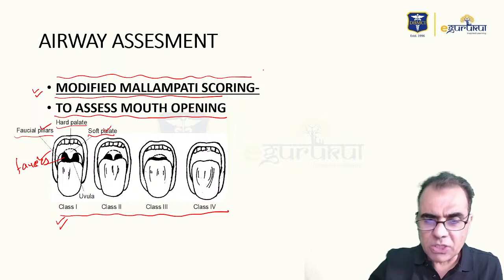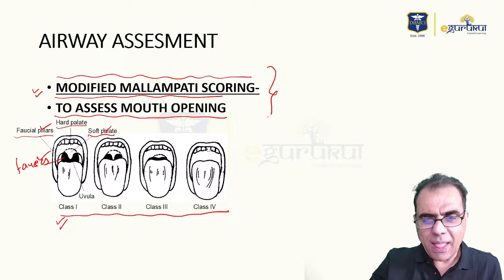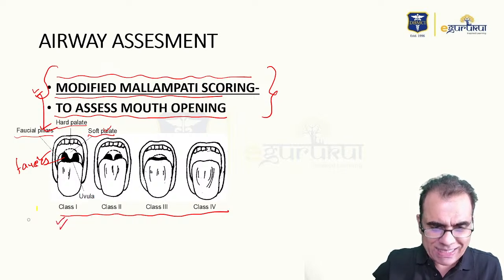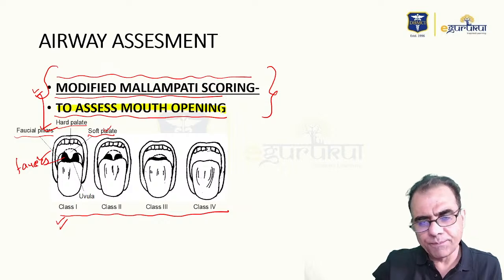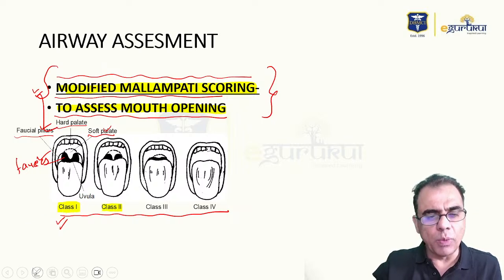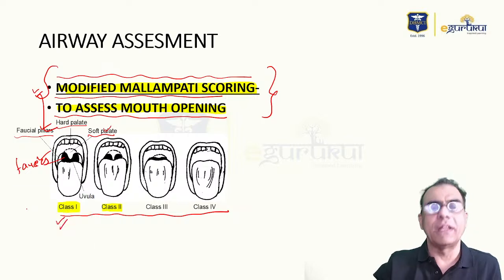So just remember or understand that modified Mallampati scoring is done to assess the mouth opening, and there should be adequate mouth opening, which means the patient should have grade 1 or grade 2. Then only you will be able to easily intubate through the oral cavity.